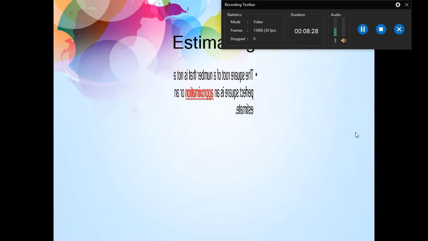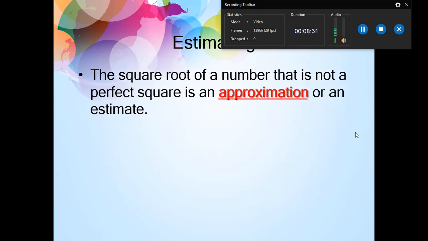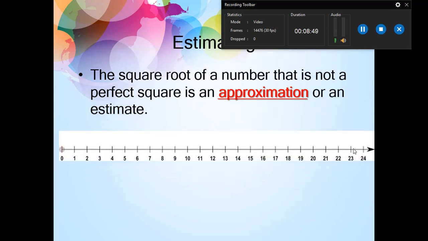If you want to take the square root of a number that is not a perfect square, and there are an infinite number of these, we can write a decimal approximation. This is an estimate, and it will depend on where they want you to round this answer to. Sometimes it's the tenths or the hundredths or even the thousandths, but it's not an exact answer. So here on the number line, there's always a spot for a square root to be placed on the number line. It's just not an exact answer.